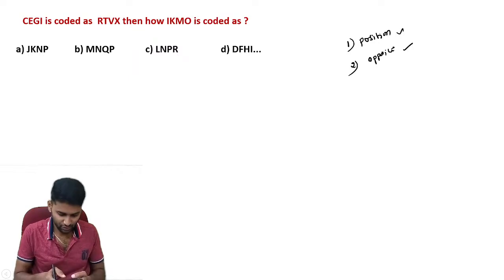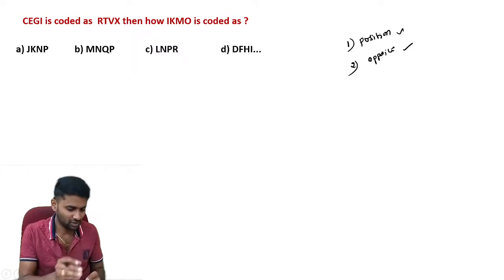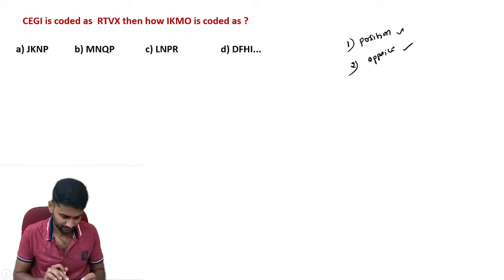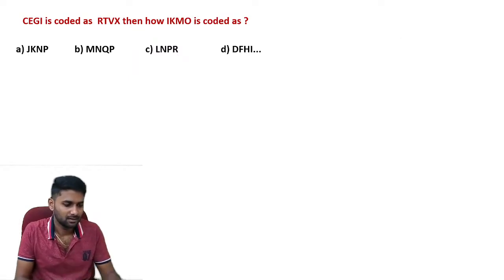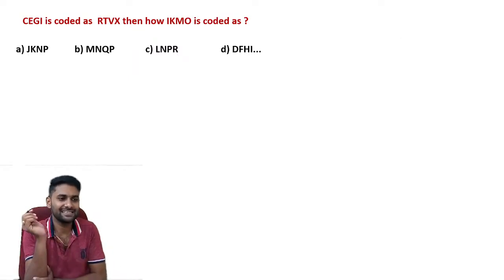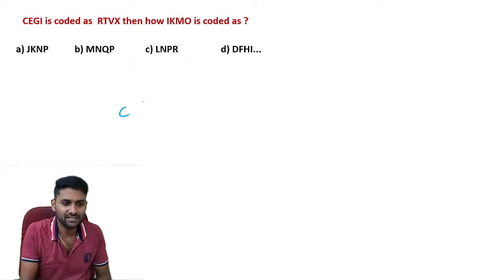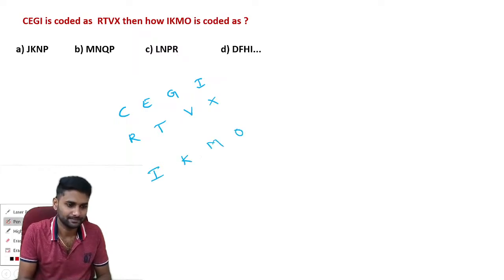So guys, try this question and post your answer in the comment section. What is the logic? First of all, tell me the logic. What is the logic for this question? Now see, in a certain code language, CEGI is coded as RTVX. In the same code language, how is IKMO coded?